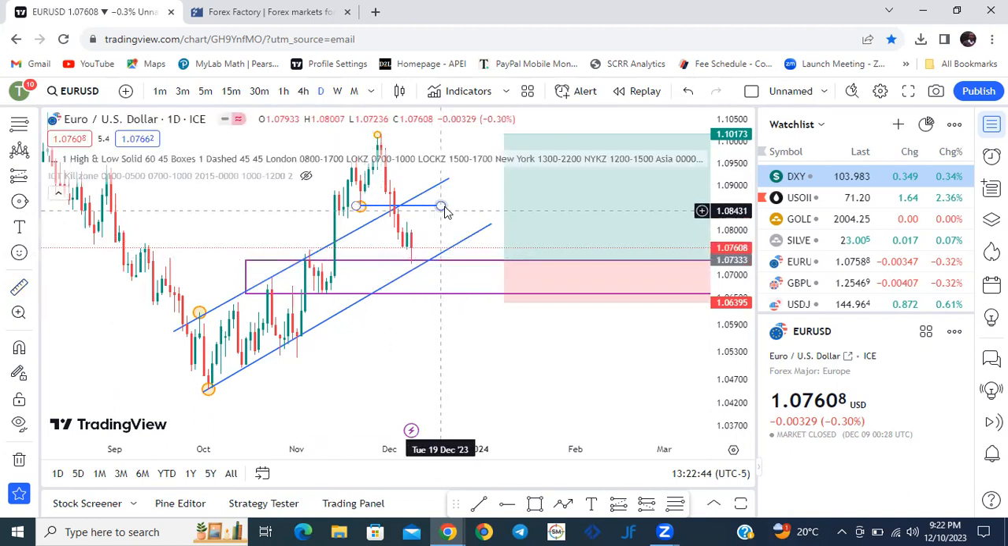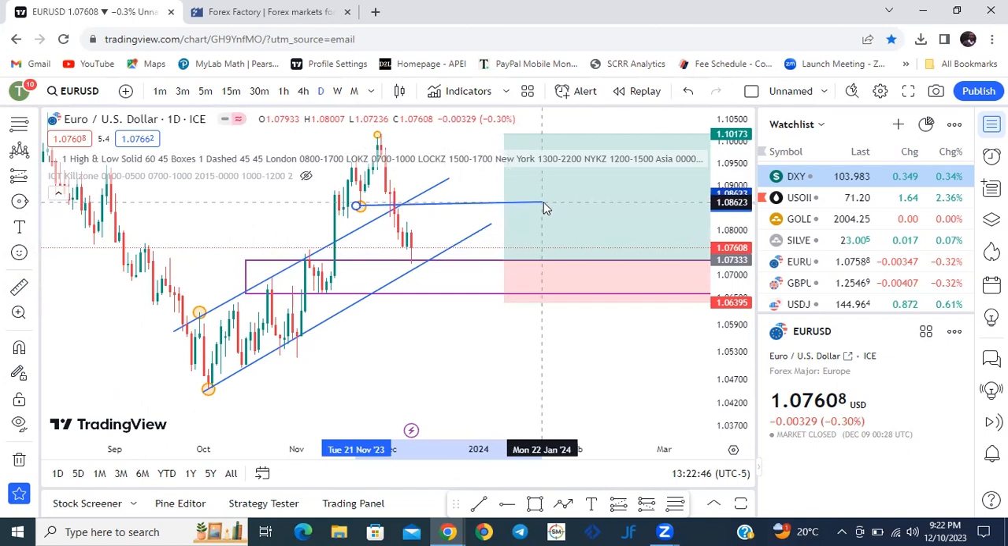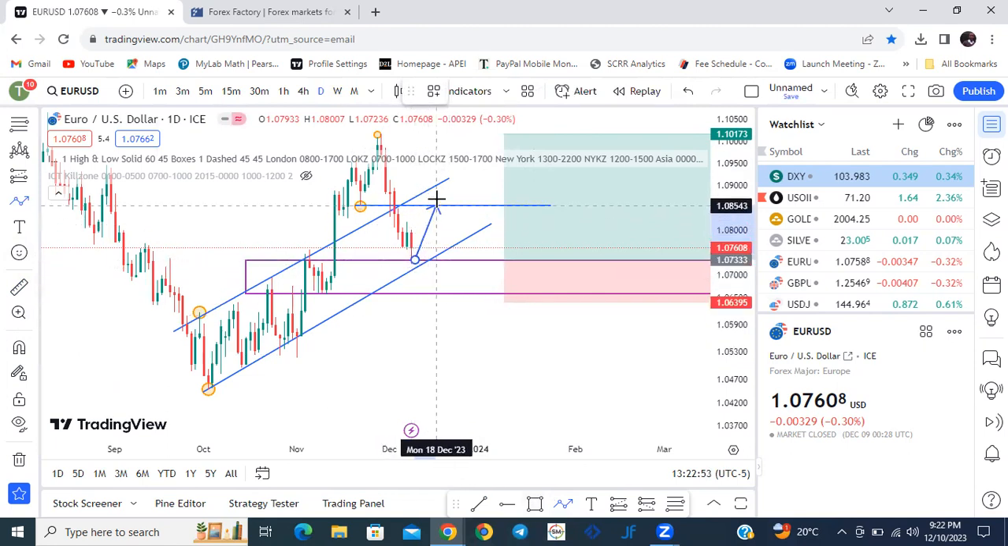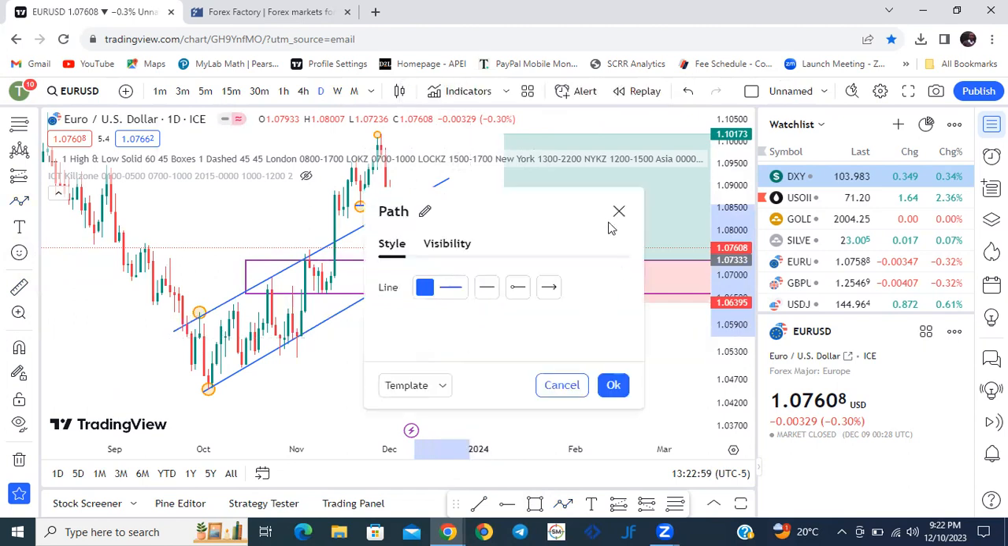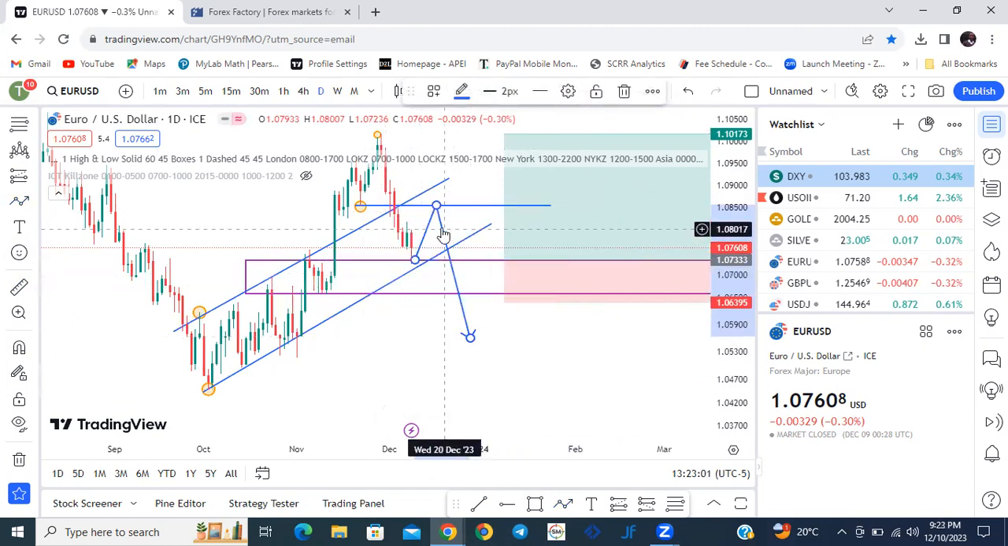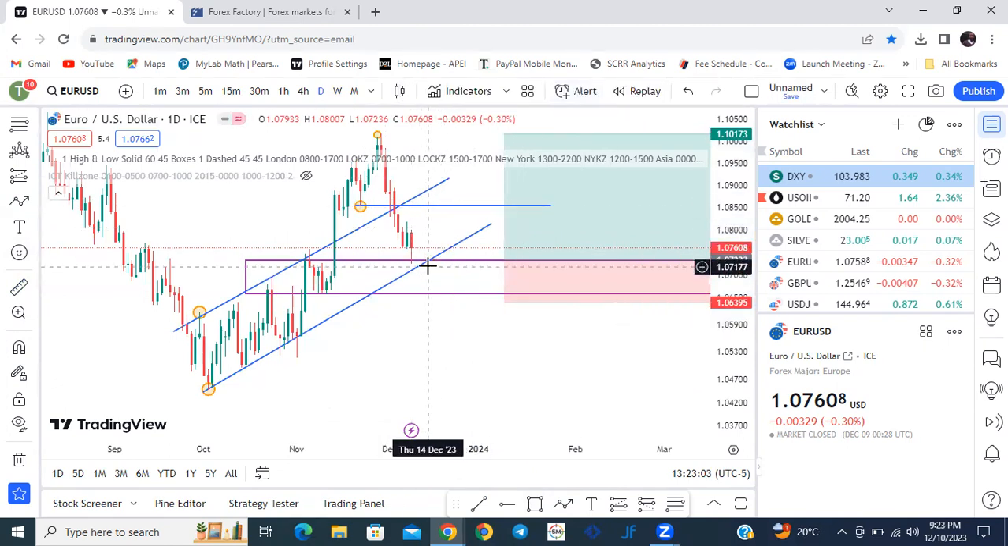So we might just see a reaction, maybe coming to this neckline to retest this neckline, and then we see the downward continuation. Let me delete that.